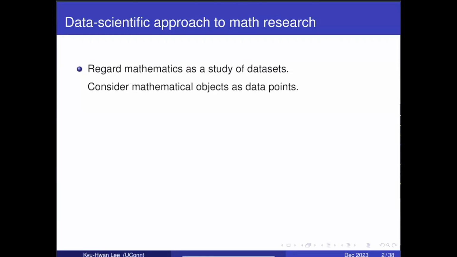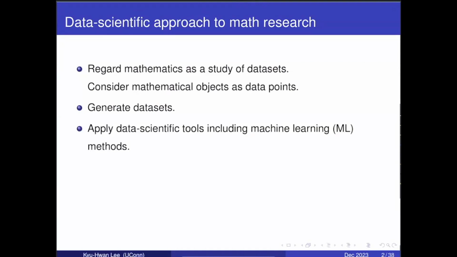And consider mathematical objects as data points. And then we generate data sets. Once we have data sets, then we can apply data scientific tools, including the machine learning methods. And then we can find the new structures, hopefully. And then we can make conjectures or prove theorems. So this can be the framework of math research. And in this framework, we use a data scientific approach.